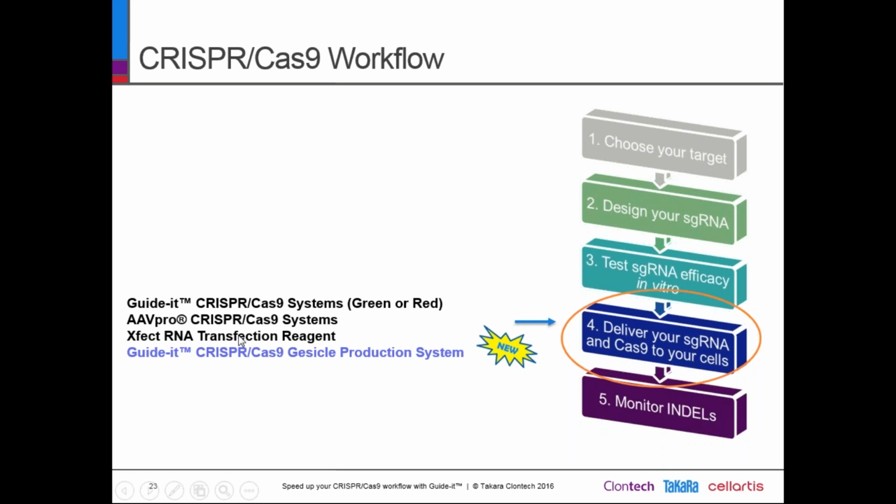For in vivo delivery or hard to transfect cells, you could also choose AAV, so viral based delivery of Cas9 and the guide RNA. Or you can also choose the option to directly transfect Cas9 mRNA together with a guide RNA. But as I said, today I would like to present you our new Gesicle production system, which can be used to deliver active Cas9 protein together with your guide RNA to cells.